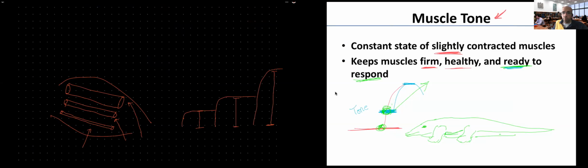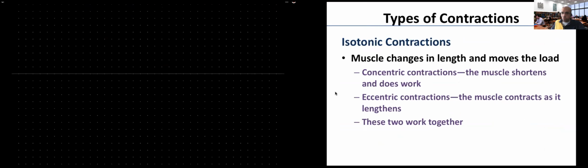Moving on to the two different types of muscle contraction, we have the isotonic contraction and isometric contraction. What's an isotonic contraction? From its name, iso means constant and tonic tension. What I mean by having a constant tension contraction is a type of contraction in which you are able to move the load.